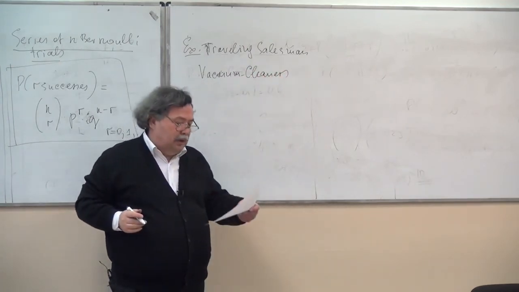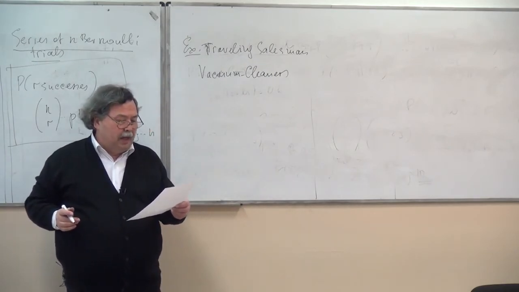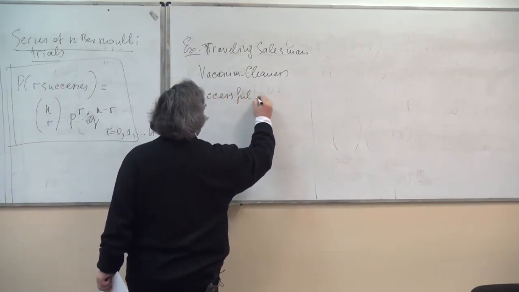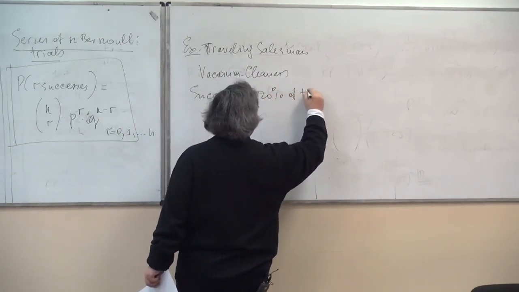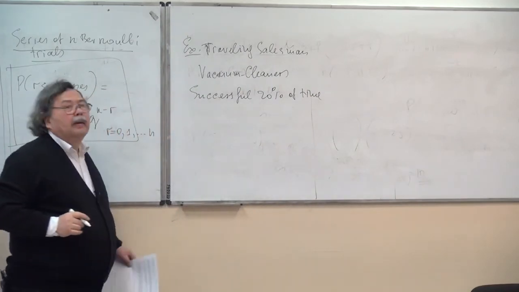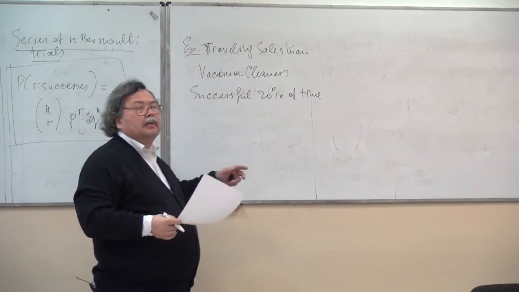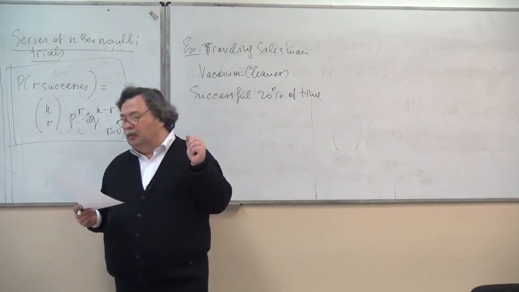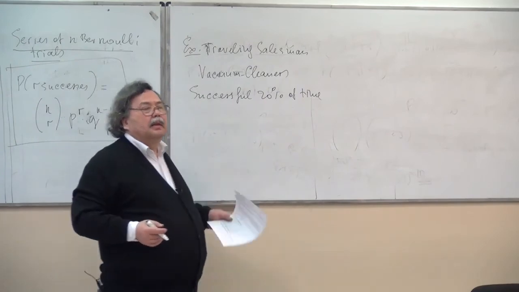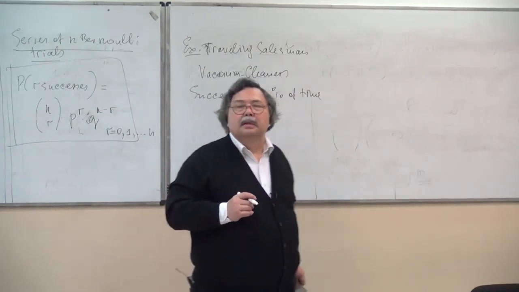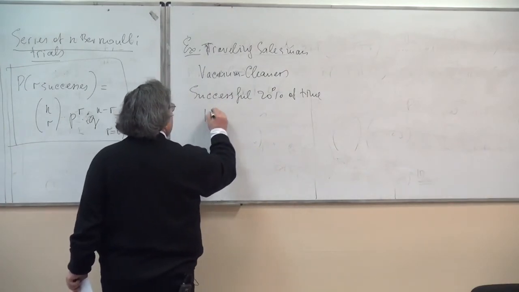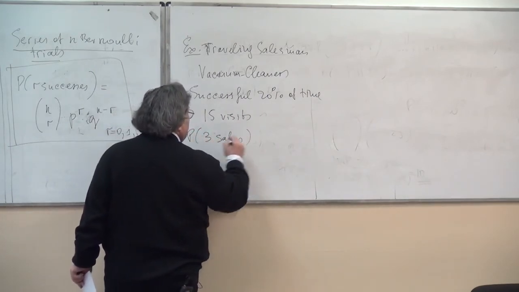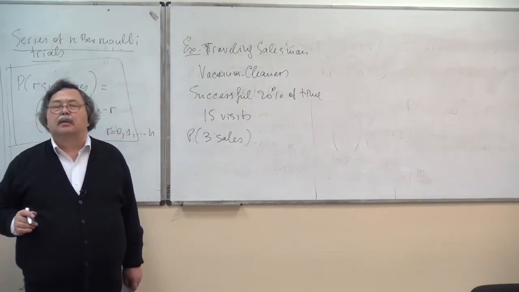And from his own experience, he is successful 20% of the time. Suppose that in a certain neighborhood, this traveling salesman visits 15 homes. What's the probability that he will sell exactly 3 vacuum cleaners? So 15 visits, and what's the probability that this traveling salesman makes 3 sales on the 15 visits?